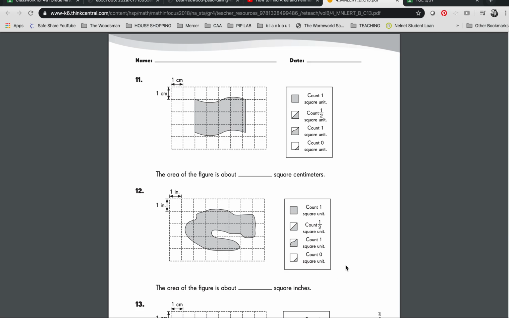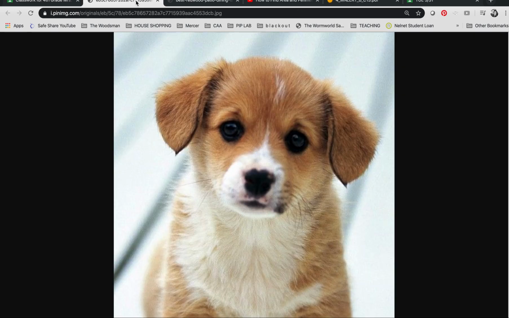So again, it's not an exact science, but this is to help you guys build some advanced estimation skills. All right, I hope that helped you guys.